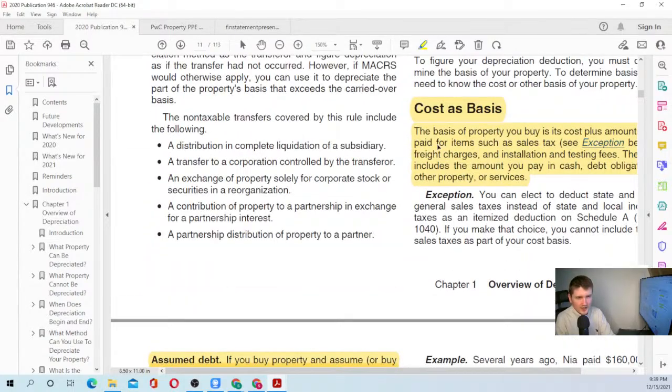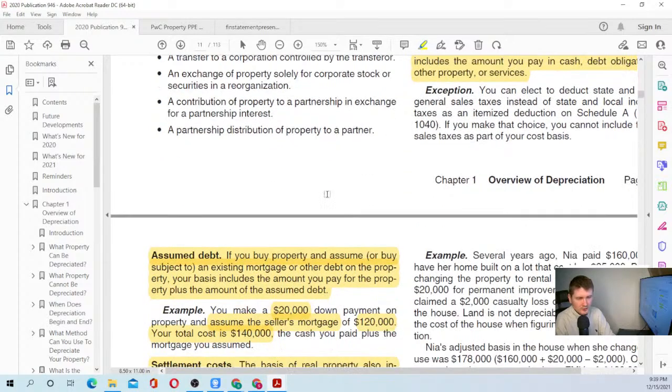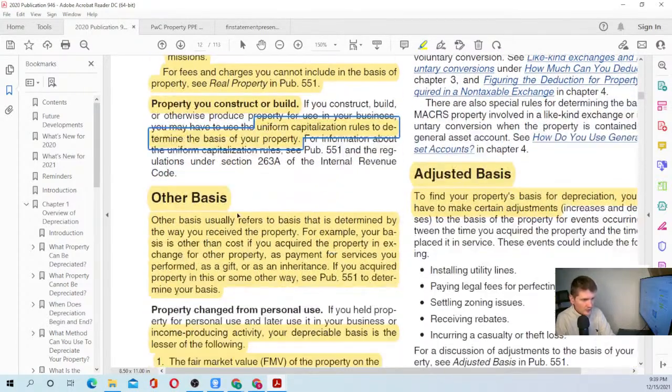If we acquired the property and paid for it with cash or by assuming loans, we can also have some other basis. For example, if we acquire the property in exchange for other property, or as payment for services, or if we inherited that property, we can have other bases in the property.